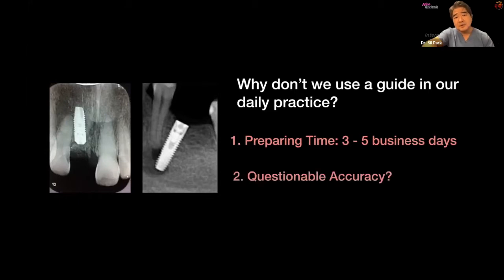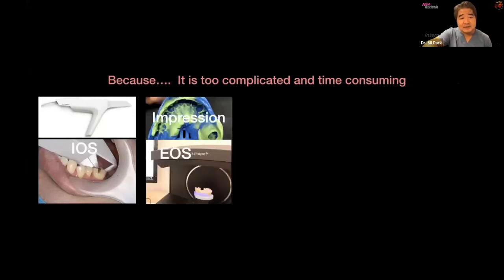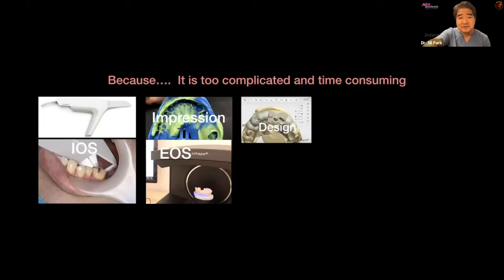And also we have some issues about accuracy. Even though all the companies, all those brands, claim that their system is really great, accurate and safe, we still have some questionable accuracy among those systems. So usually we take the impression or use the intraoral scanner, like this. If we take the impression, we pour the stone, and then we use the extraoral model scanner, and then we make the guide.